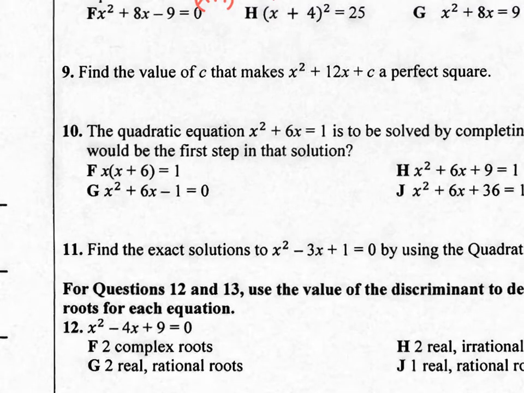Moving on to the next one, number 9, it says find that perfect C value that makes this a perfect square quadratic trinomial. Well, how do you find that C value? You're going to take half of 12 and then square it. Half of 12 is 6. 6 squared is 36. So that's your perfect C value right there.